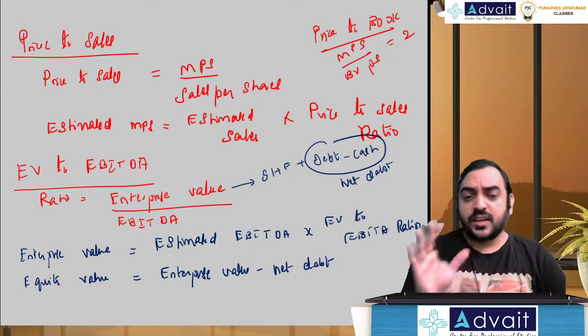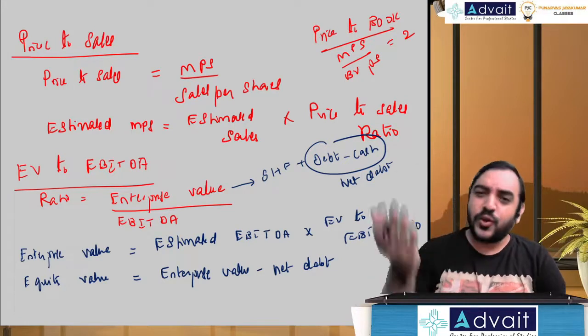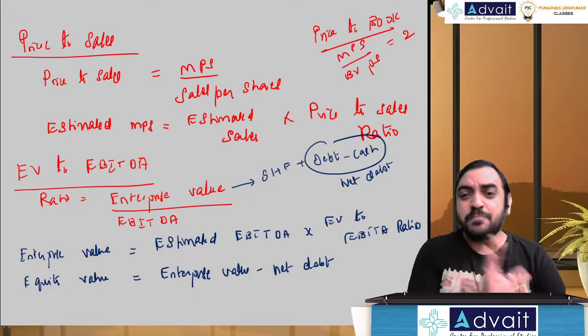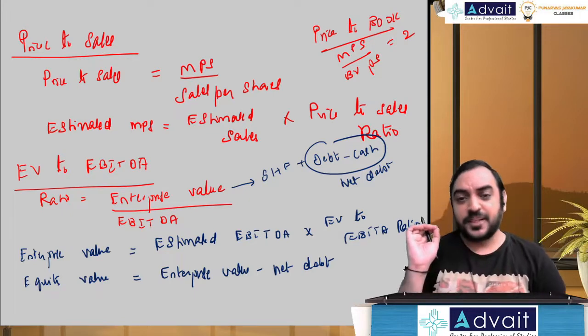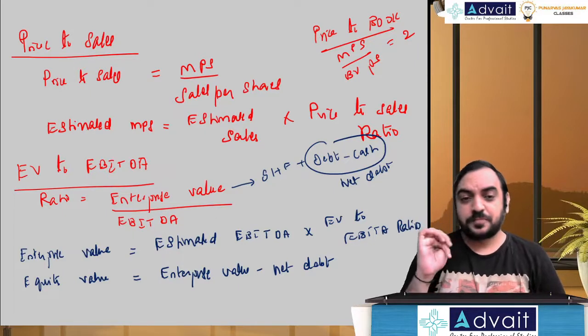Okay. So these are the various ratio methods or valuation multiple methods. Many valuation multiples are there. Important ones we have covered. Any questions so far?